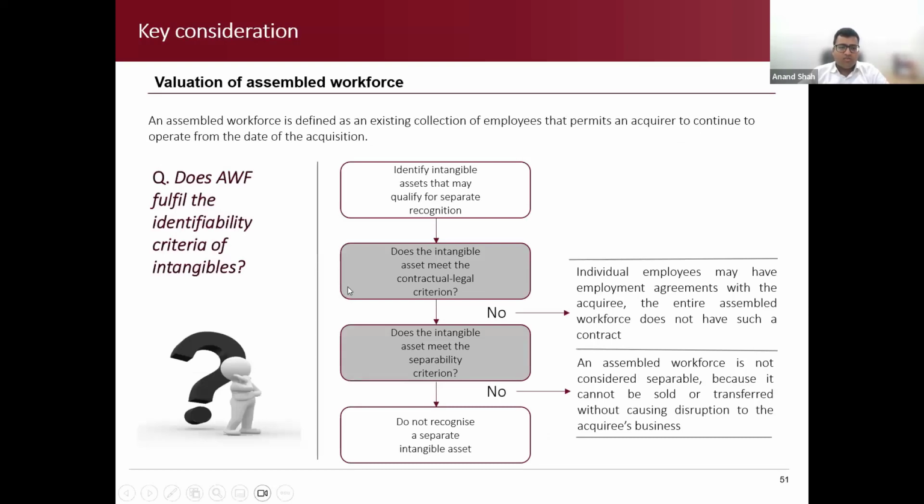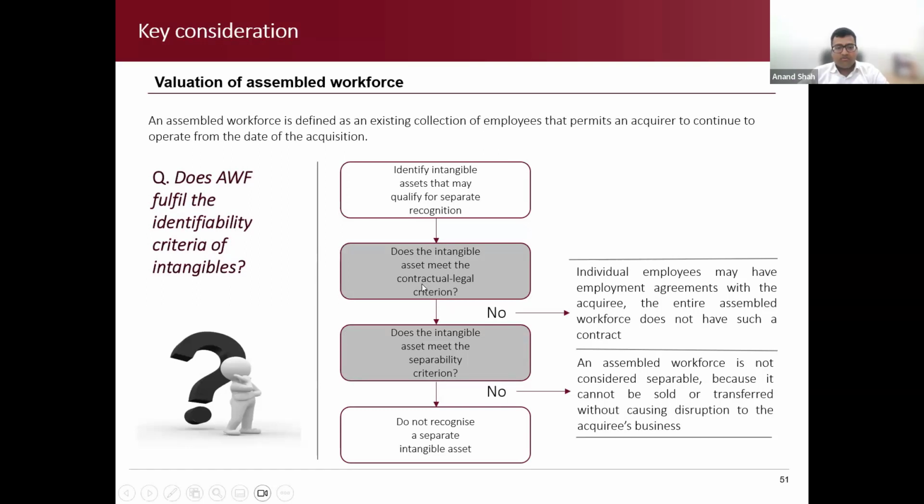One point that we spoke about earlier was, I think we didn't discuss too much about workforce. Now, assembled workforce, while it's a very important intangible asset, no doubt, accounting standards do not permit recognizing the same on your balance sheet because it does not essentially meet the contractual or separable criteria. So why not contractual?